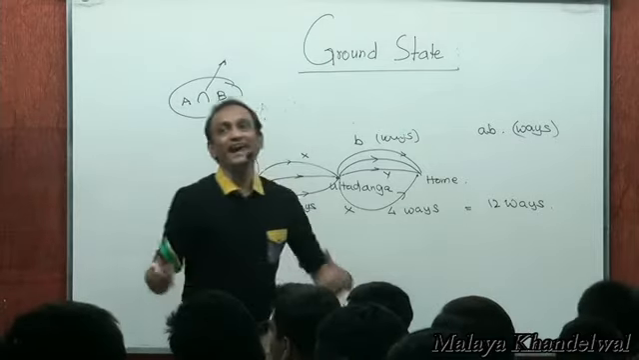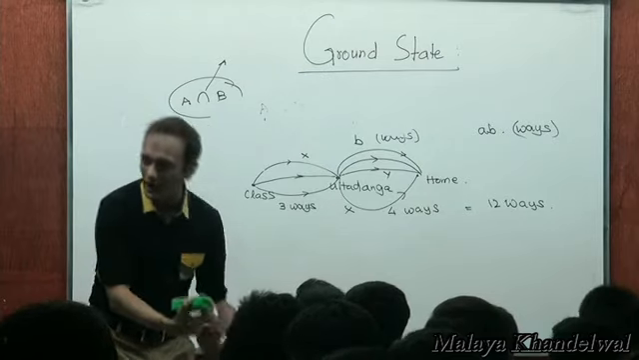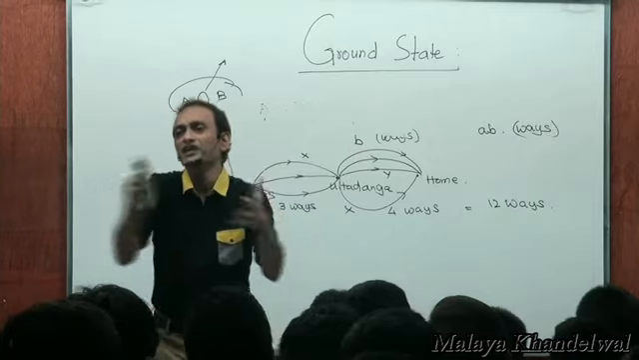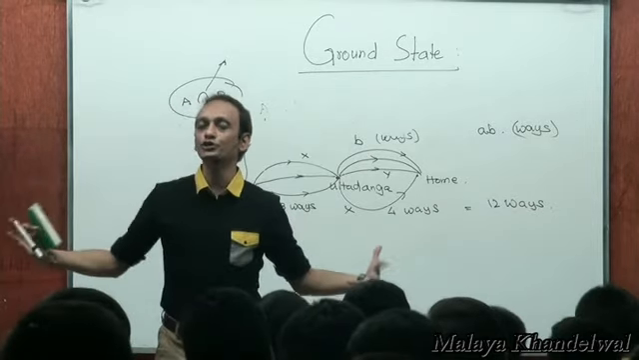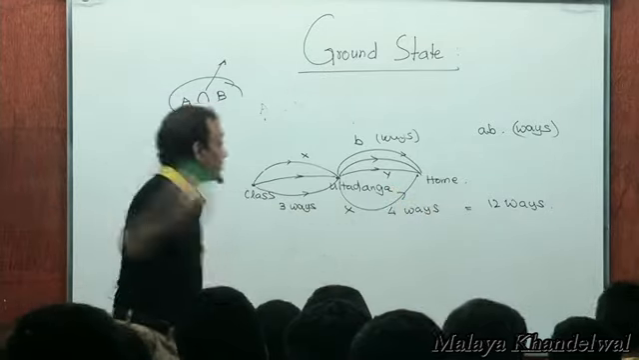So A and B would take place in the number of ways in which A could be done into the number of ways in which B could be done. So this business of AND is about multiplying. Assume that the two events have no bearing on each other, right?